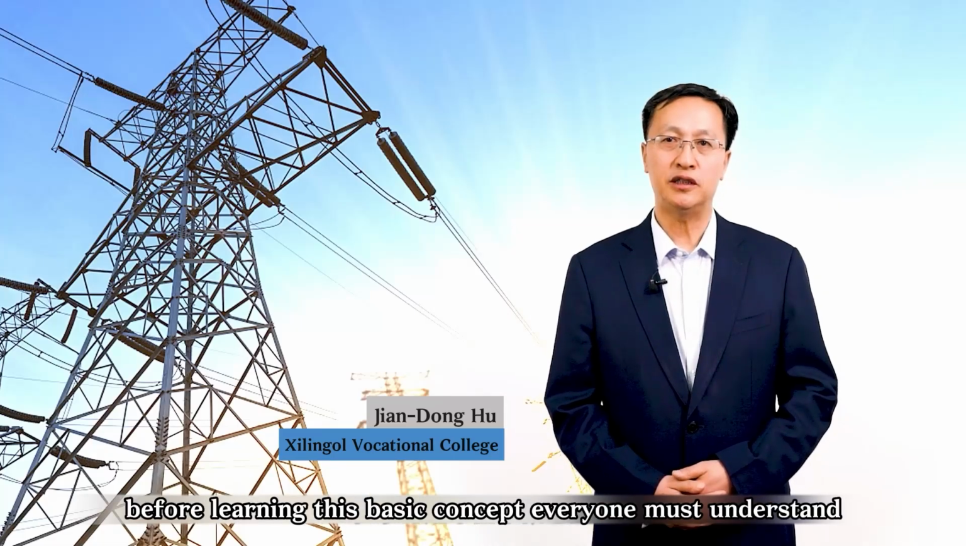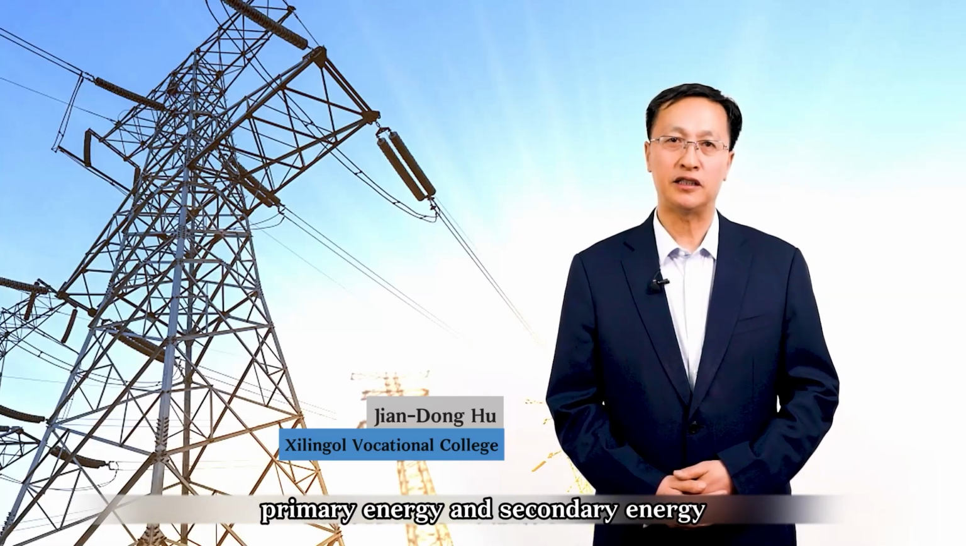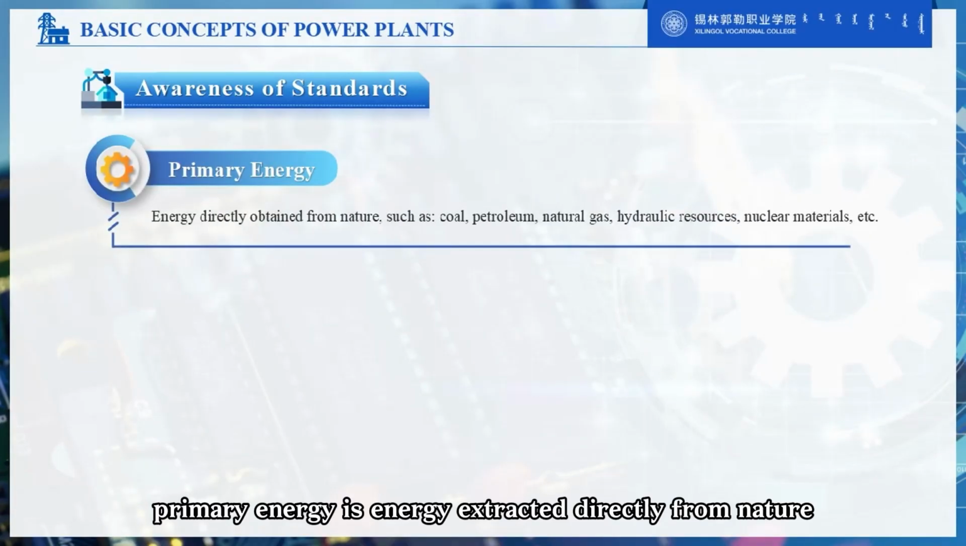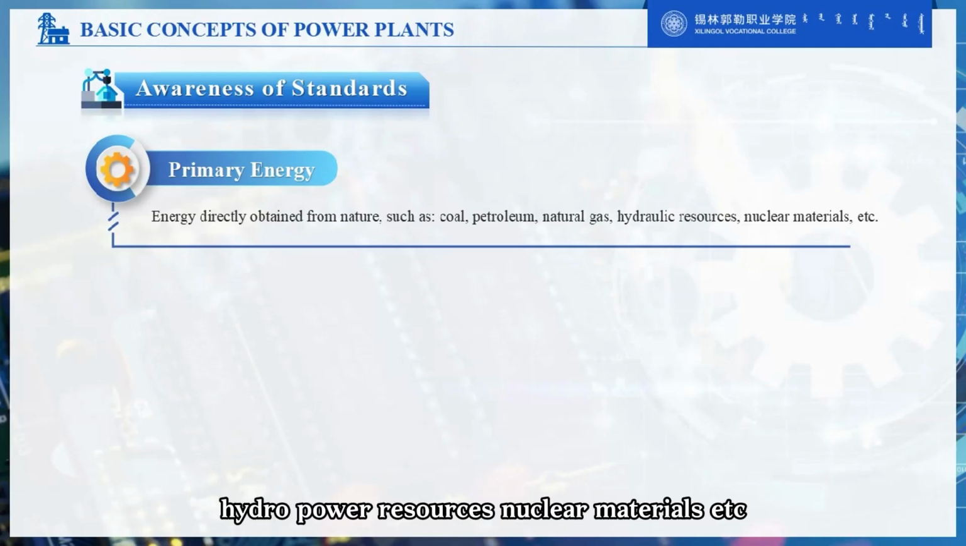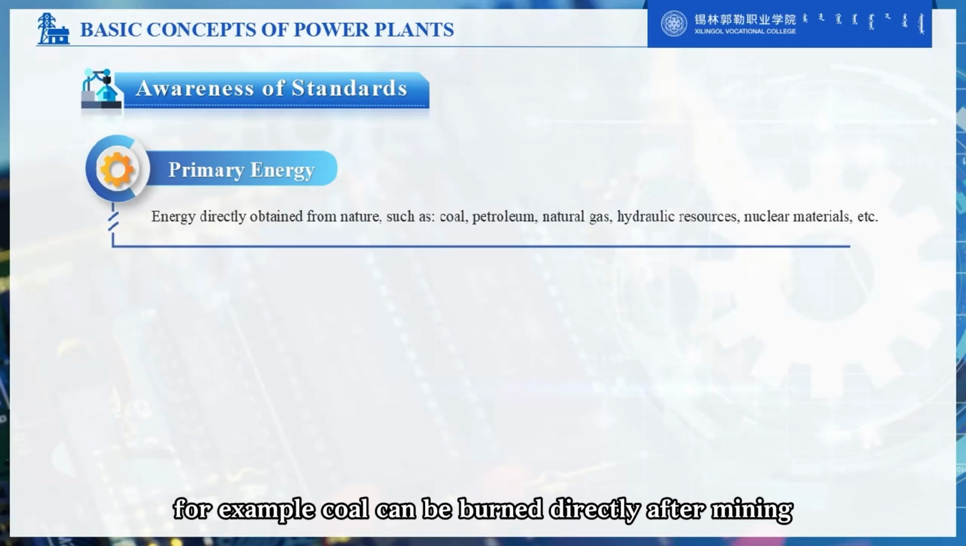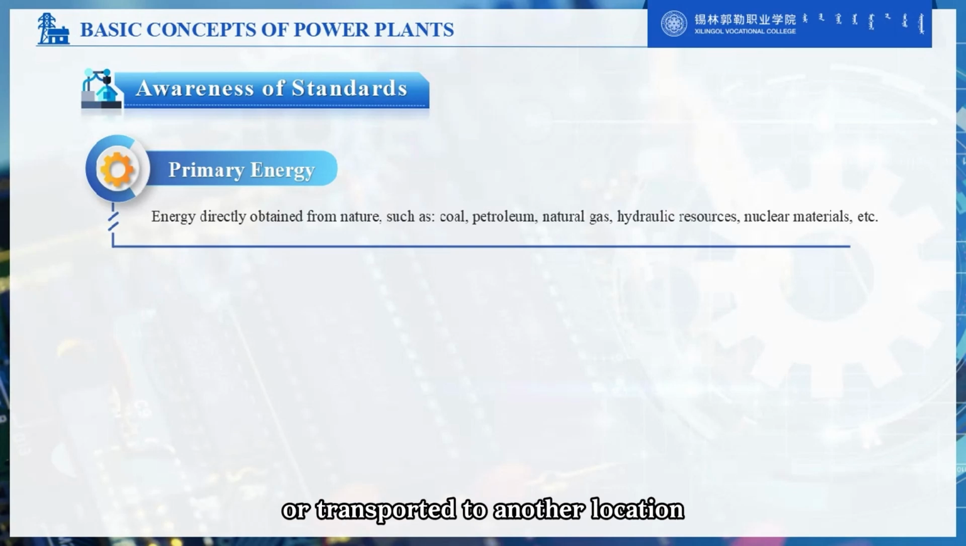Before learning this basic concept, everyone must understand primary energy and secondary energy. Primary energy is energy extracted directly from nature, such as coal, petroleum, natural gas, hydropower resources, nuclear materials, etc. This primary energy can be used directly or transported and converted for utilization. For example, coal can be burned directly after mining or transported to another location for combustion and use.